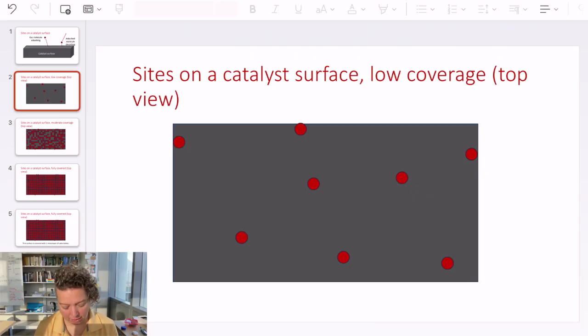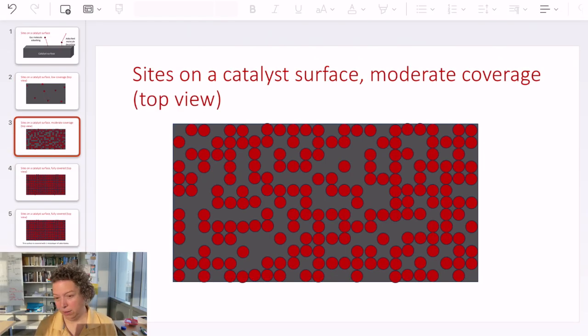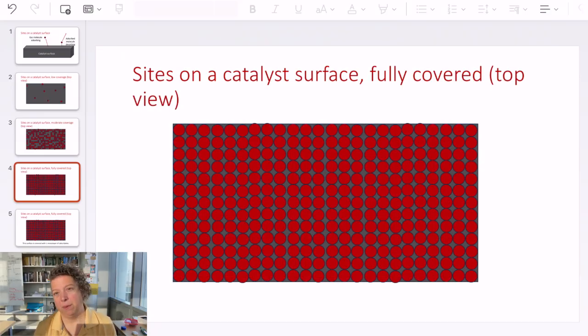adsorbates on the surface. If I look at a more populated catalyst surface, that might look something like this. So I have a lot of molecules on the surface, and my free space, the gray regions, has decreased dramatically. If I go all the way up and completely fill my catalyst surface, it might look something like this. In this case, this surface is completely filled, and it will not carry out catalysis because there's simply no place to do that. There's just adsorbates sitting all over the surface.